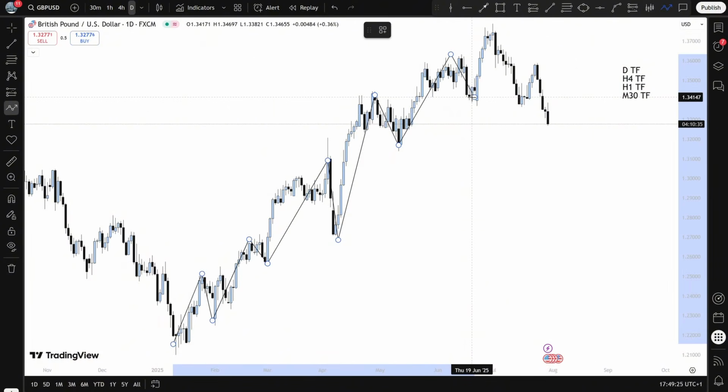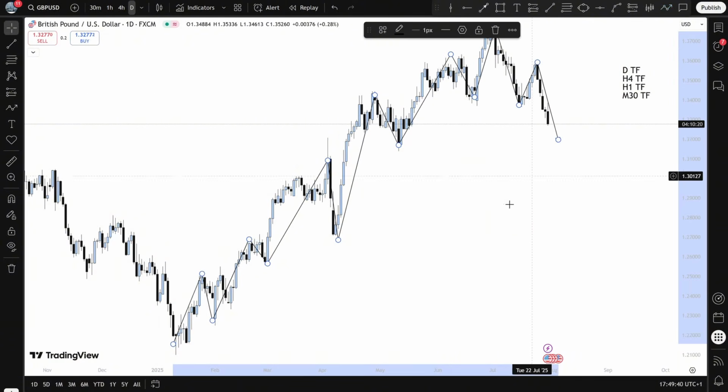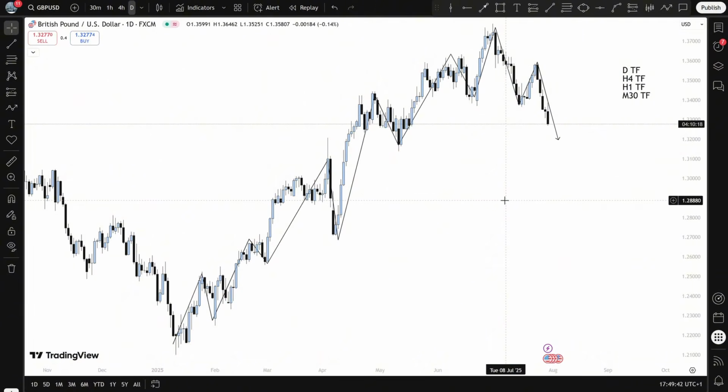Beginner traders will say, okay, price is still on the bullish move. But as you can see, if you have a higher high here and a higher low here, now you have another higher high. What do we have here? We have a lower low and also a lower high. Then price starts dropping. This tells you that GBP USD has changed its trend from bullish to bearish.